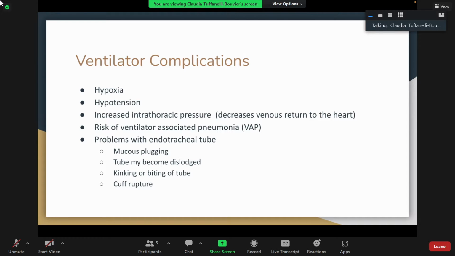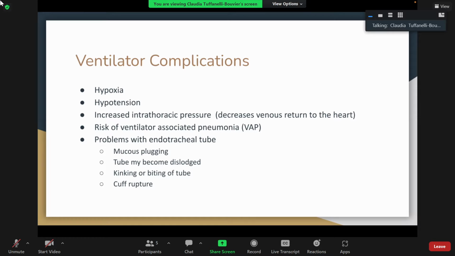Another complication would be hypotension. And we talked about that a little bit, and it kind of goes along with that second one. But when you're intubating a patient, you are going to increase the intrathoracic pressure because you're putting oxygen into the chest, which increases the pressure. That can decrease how much venous return you have to the heart.